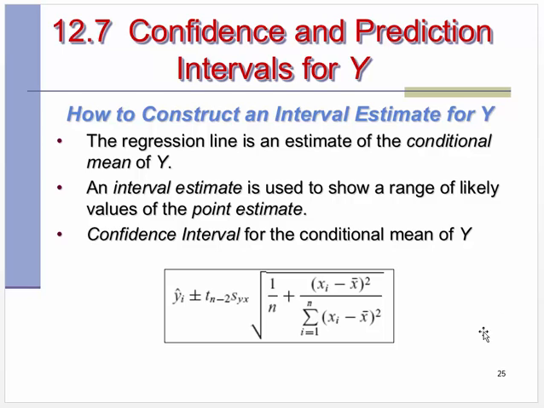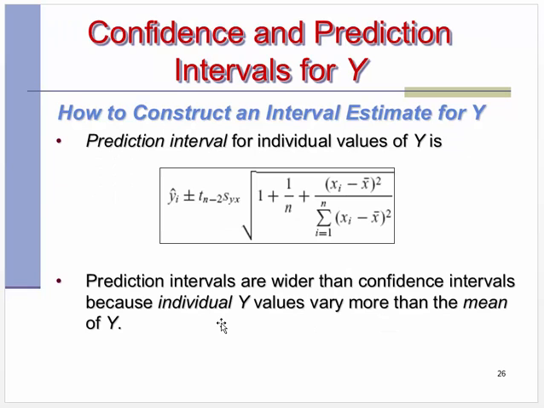Okay? Now, how do we construct the interval estimate for y, the dependent variable? The regression line is an estimate of the conditional mean of y. An interval estimate is used to show a range of likely values of the point estimate. The confidence interval for the conditional mean of y is this, with the upper limit and the lower limit. And the prediction interval for an individual y value is this. The prediction intervals are wider than the confidence intervals because individual y values vary more than the mean of y.